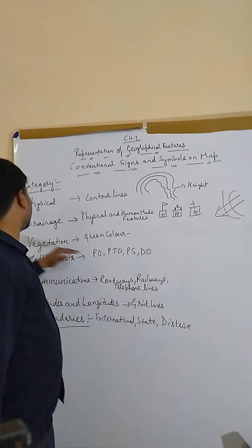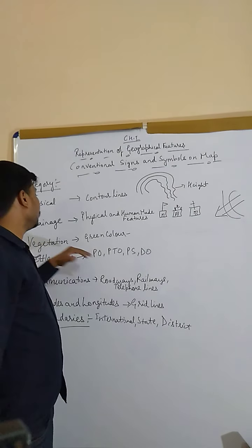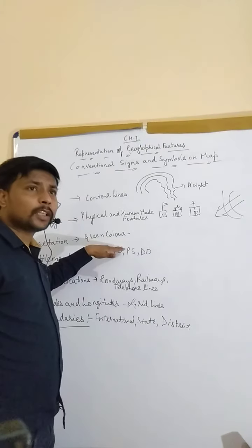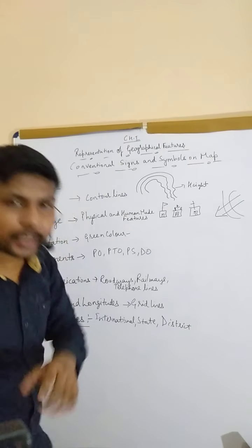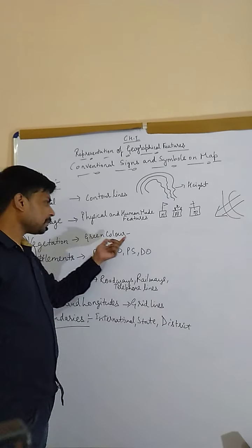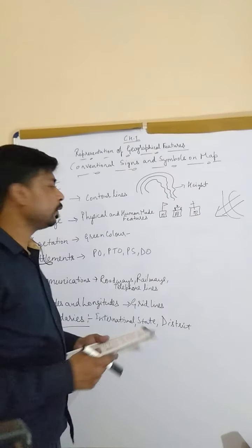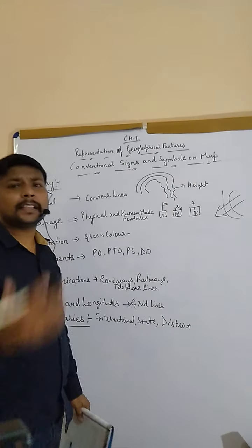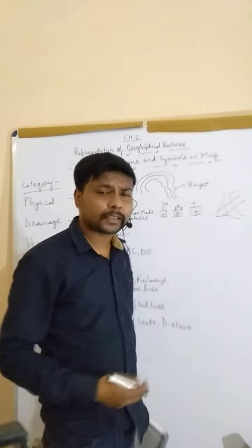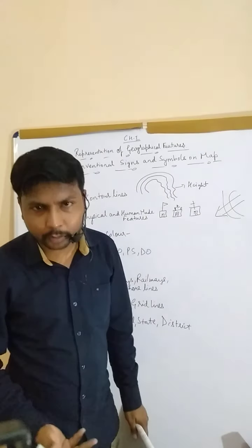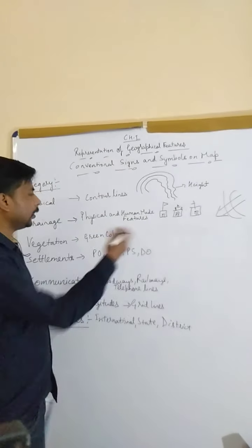Next is vegetation, right? Vegetation is basically shown with the green color. Like the forest belts that we have, they are shown with the green color, and then we have the mountainous vegetation. And we have some farmlands also, right? That is shown with the yellow color.